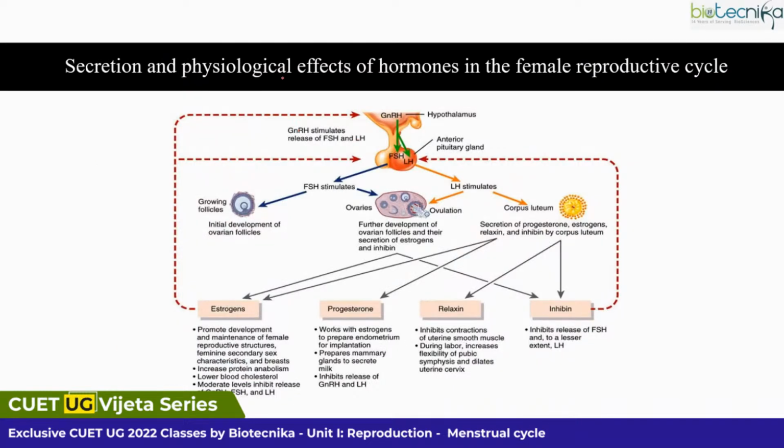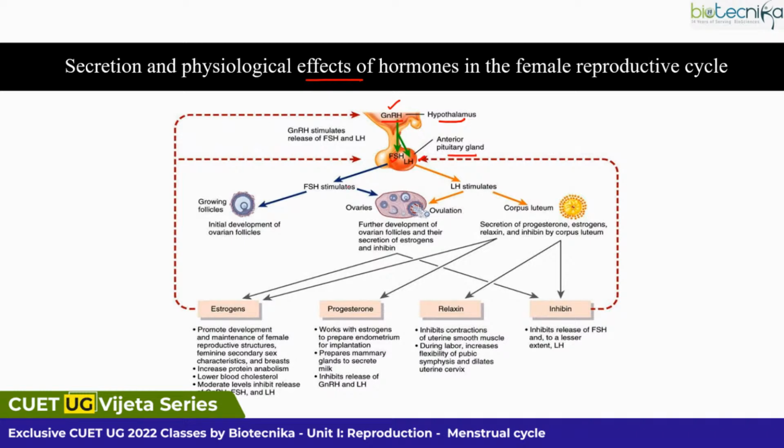Okay, so we come to the last part where we will summarize the effect of hormones in the female reproductive cycle, the secretion and physiological effects. So what all we saw, you can correlate over here with the release of various hormones. I spoke about gonadotrophin releasing hormone released by the hypothalamus. It will stimulate the release of hormones like FSH and LH from the anterior pituitary gland.